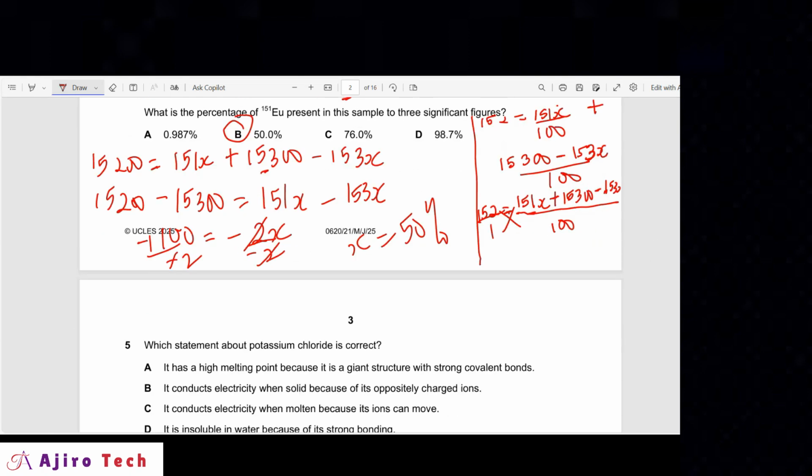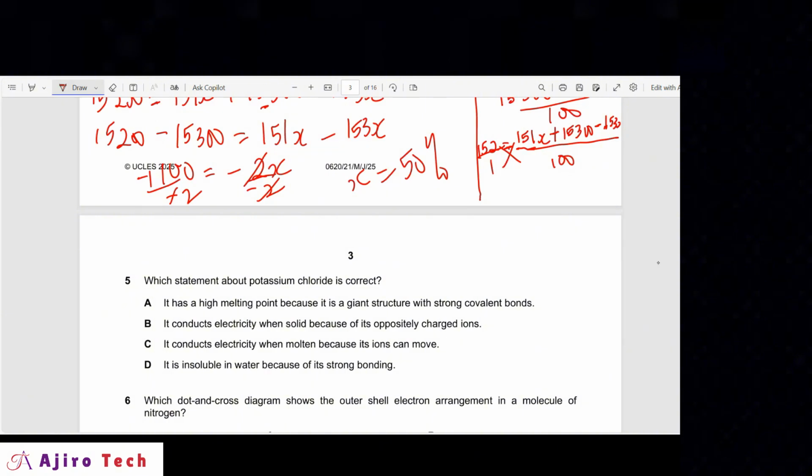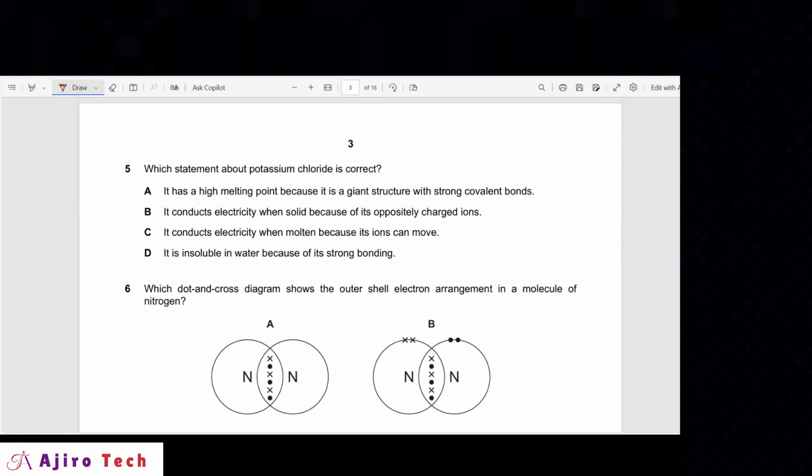We'll move to the next question. Question 5. What statement about potassium chloride is correct? It has a high melting point because it's a giant structure. It doesn't have strong covalent bonds. It's an ionic compound, so no.